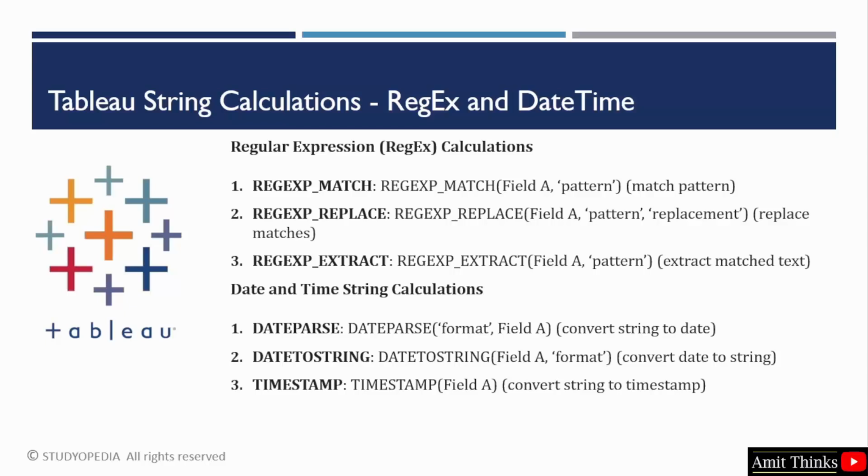So here we have some methods like for matching the pattern, for replacing the matches, and for extracting the matched text. Then we have date and time string calculations. Let's say you want to convert string to date and then date to string. If you also want to convert a string to timestamp, you can also do it. A timestamp is a sequence of characters identifying when a certain event occurred. It mostly includes your date and time. Okay. So these are the date and time string calculations for timestamp, date to string, and date parse.